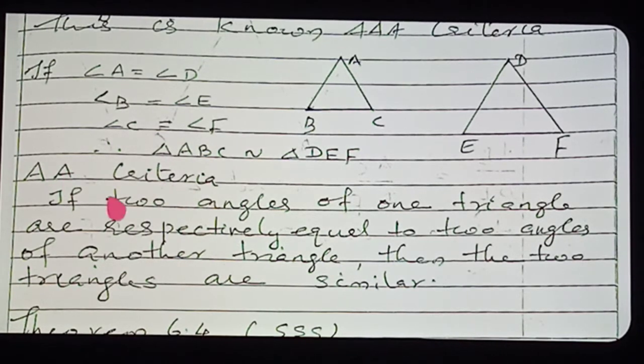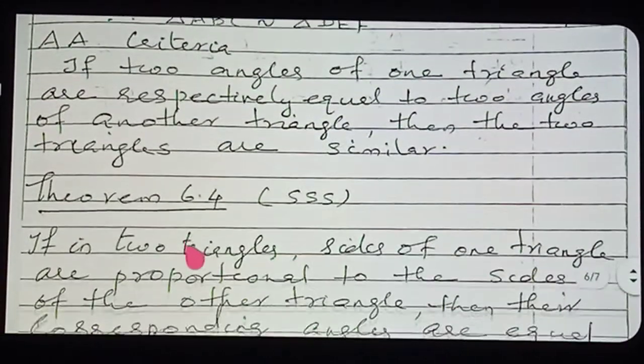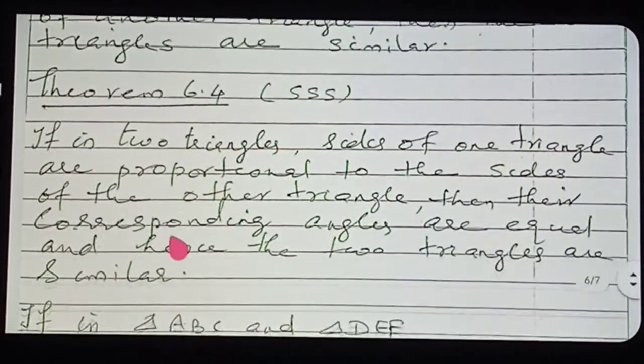Once more, if two angles of one triangle are respectively equal to two angles of another triangle, once more, any two angles is not possible, corresponding two angles of another triangle, then the two triangles are similar. A very important criterion, the AA criteria. Now the next one is the SSS theorem.